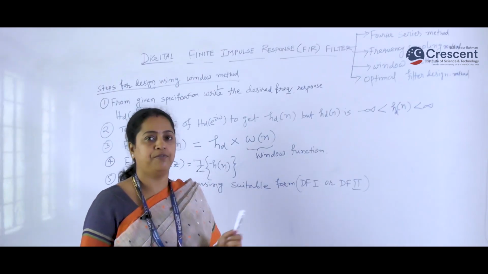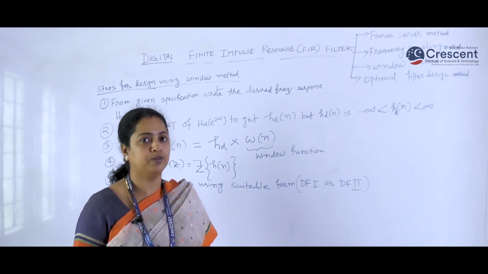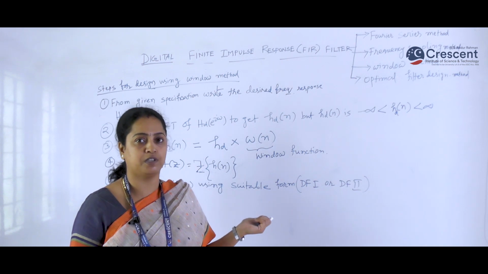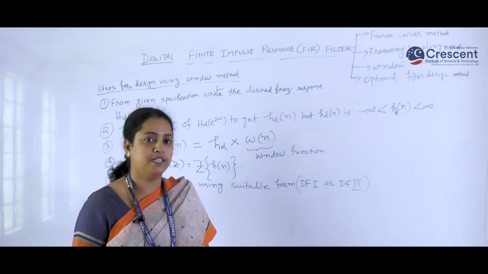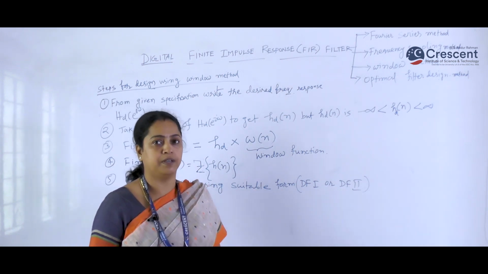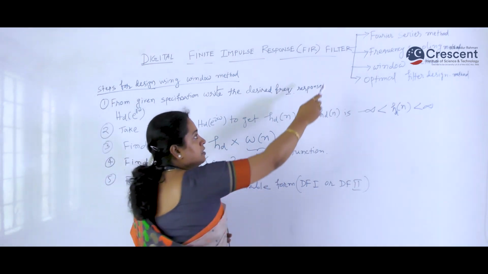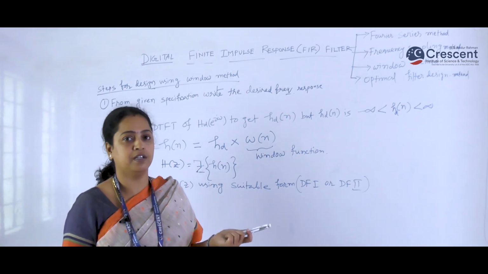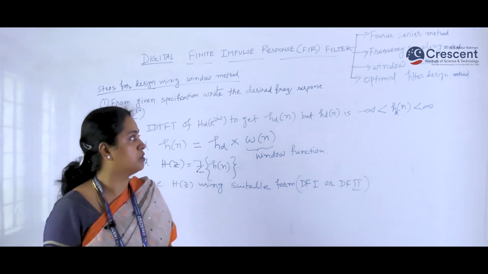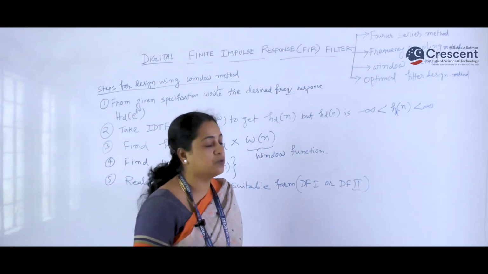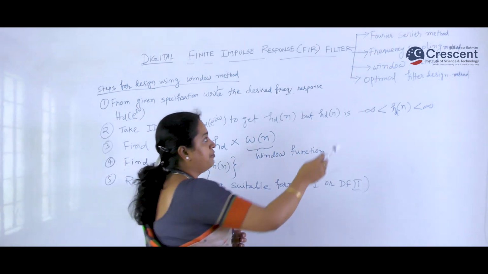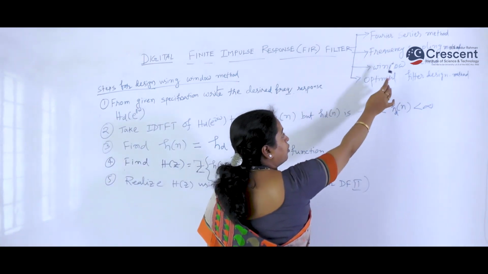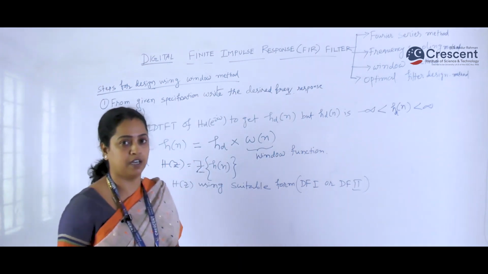So we have seen the FIR filter properties. Now we are going to see the design procedure for the FIR filter. For designing FIR filters, we have various methods available. I have written some of the methods here: the Fourier series method, the frequency sampling method, the window method, and the optimal filter design method.